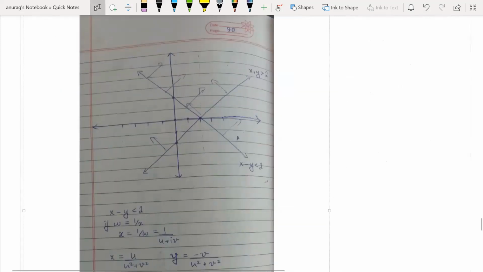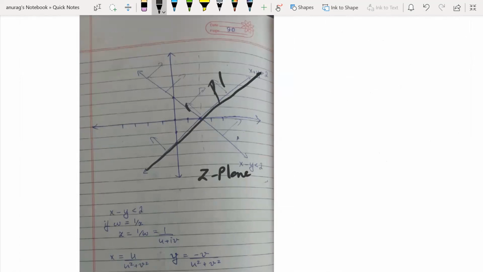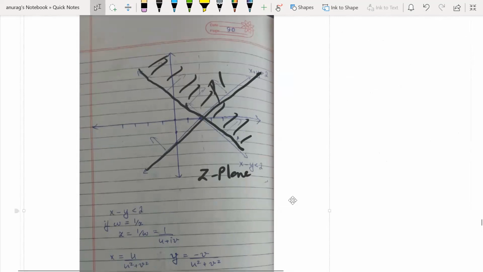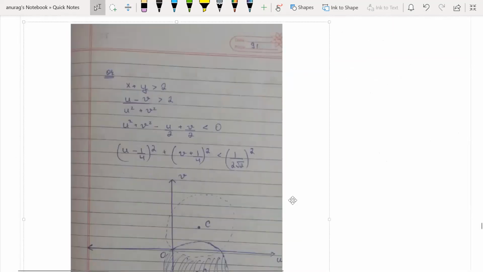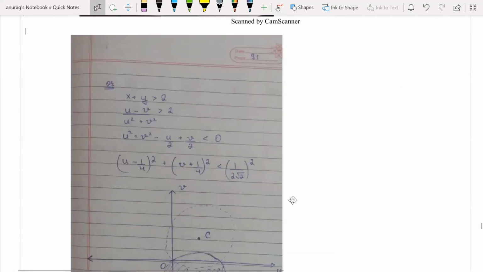How do these two lines look in the Z plane? These two lines look in this plane in this manner: x plus y greater than 2. This is the line. x minus y less than 2. This is the line. And now we want the picture of these lines in the W plane. So we will put the values of x and y in terms of u and v. So these two will look like these two equations. You will get two types of circles here.